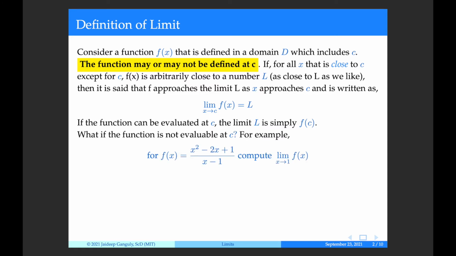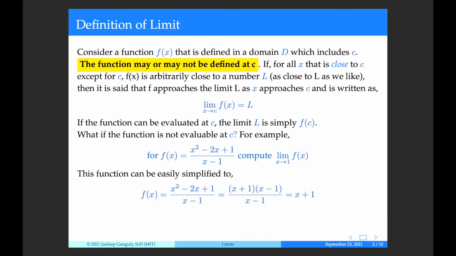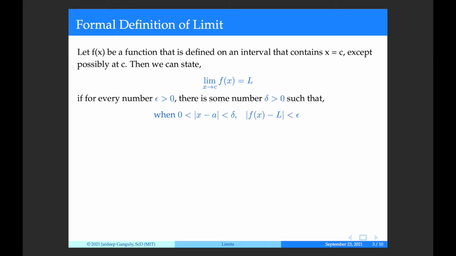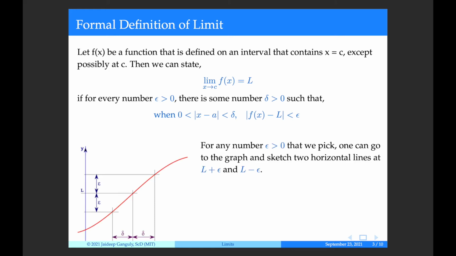In the example, the function value does not exist at x equals 1, but we can use a simple factorizing trick to get rid of x minus 1 from the denominator. Formally, if you pick a number epsilon, if the limit L exists, then it must be possible to find a number delta, as depicted in the graph.